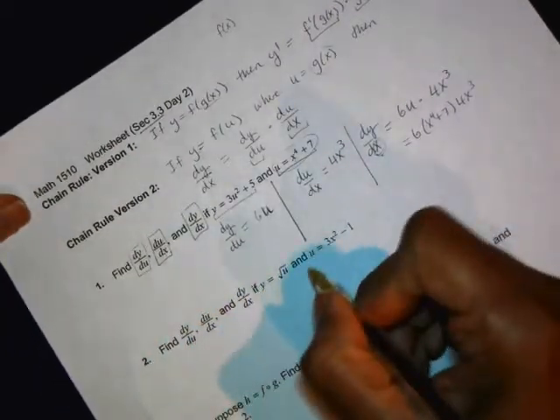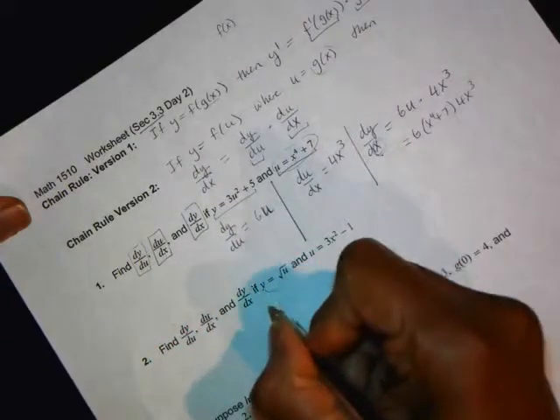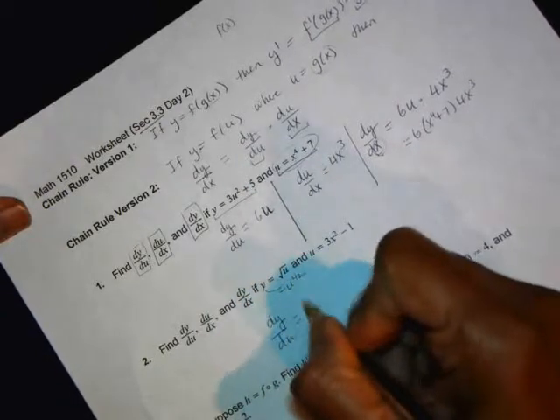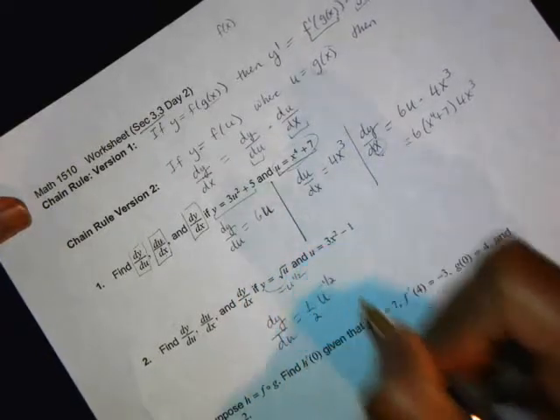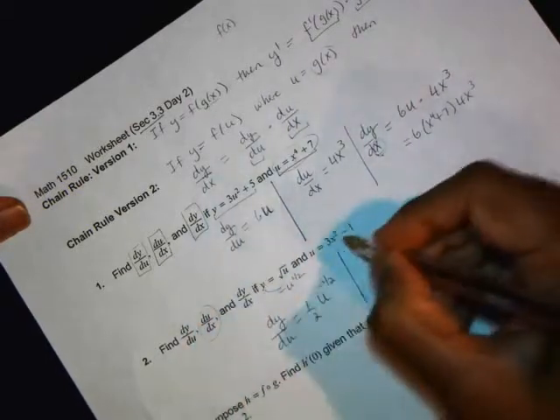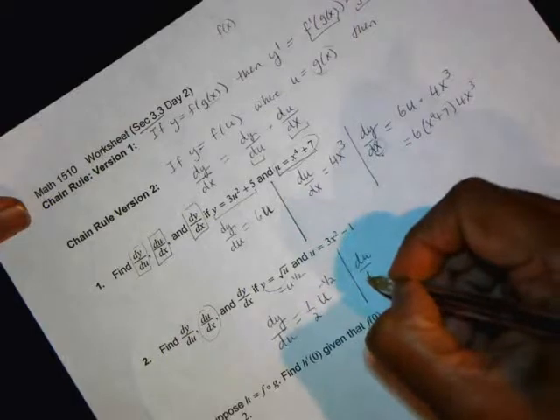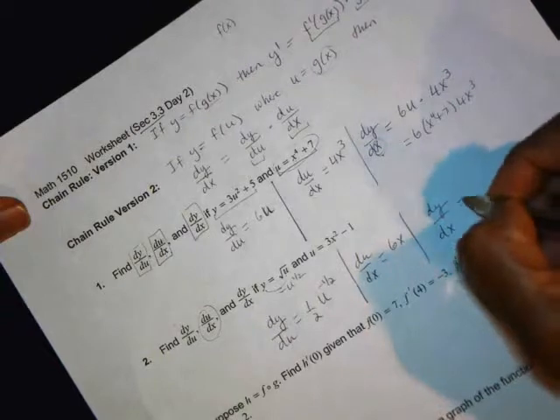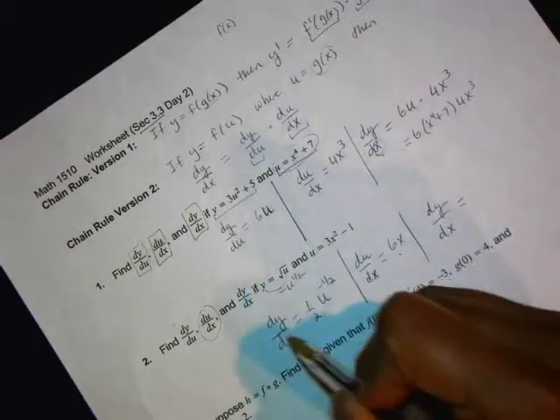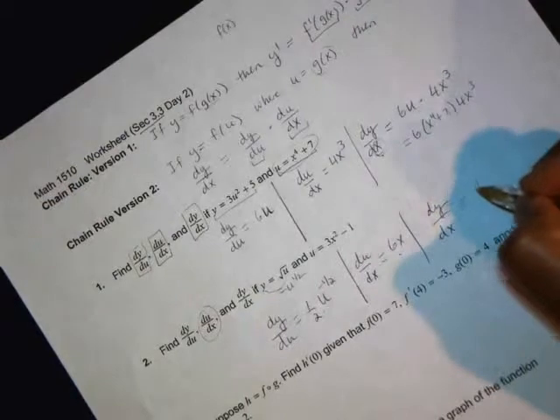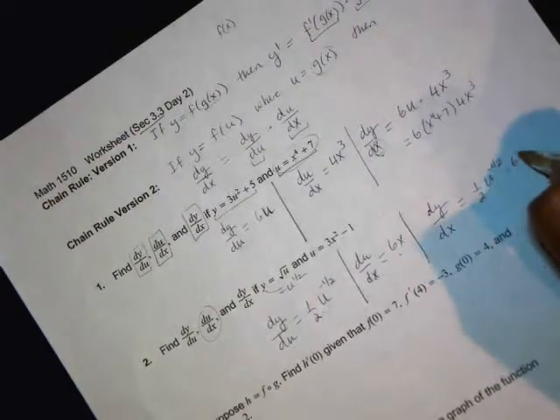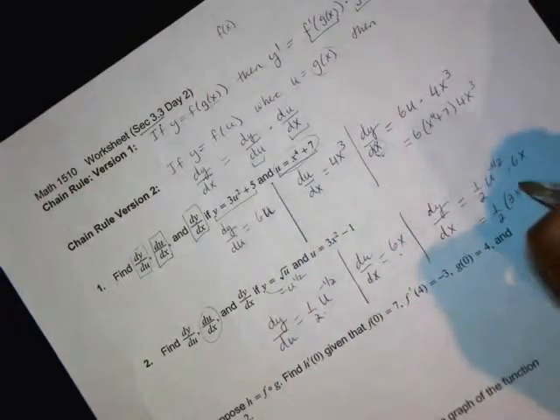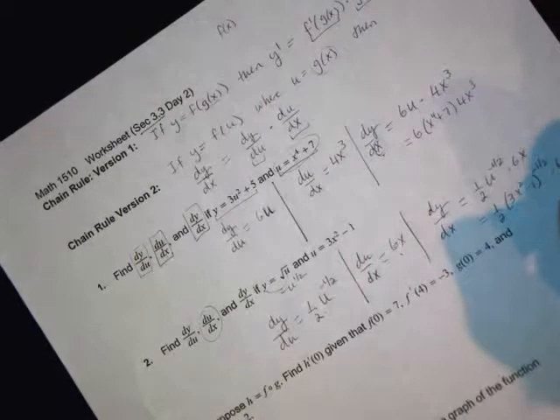For this one, we need dy du, y in terms of u. This is u to the 1/2. So dy du would be the half comes down, u is raised to -1/2, and that's it. Next we need du dx, u in terms of x. So that's 6x. Finally, the chain rule comes into play. You multiply these two to find dy dx. So it's half u to the -1/2 times 6x. But u needs to be replaced. It's half times 3x squared minus 1 to the -1/2 times 6x.